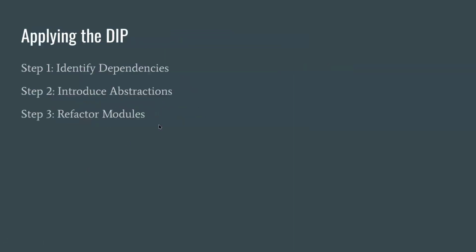Applying the DIP. In order to apply the dependency inversion principle, you want to follow these steps. First, you want to identify the dependencies between your high-level and low-level modules, and you want to introduce abstractions in the form of interfaces or abstract classes to define the required behaviors, and you want to refactor both high-level and low-level modules to depend on these abstractions rather than on each other directly.